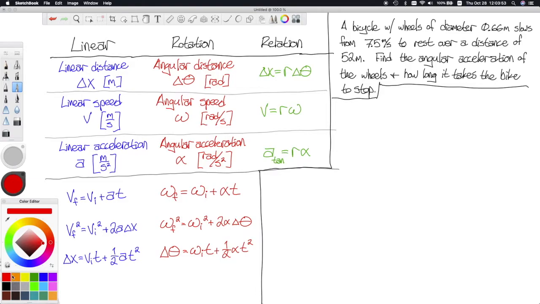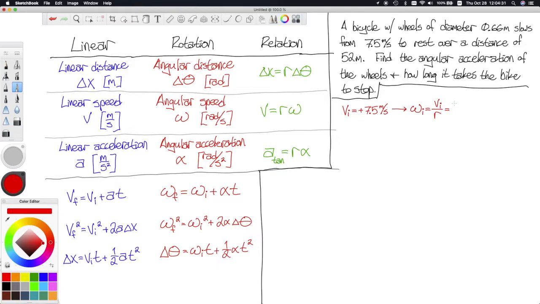So we were given an initial velocity, VI, of positive 7.5 meters per second. If we take the direction of travel to be positive, 7.5 meters per second, and we want to convert this over to an angular variable. So we want to make this into omega I. And omega is equal to V over R. So omega initial equals V initial over R.